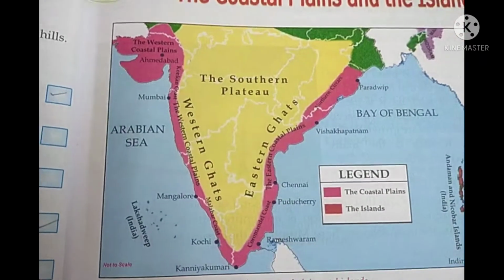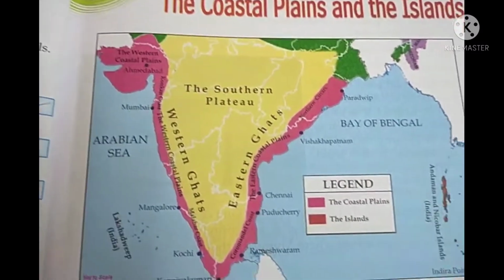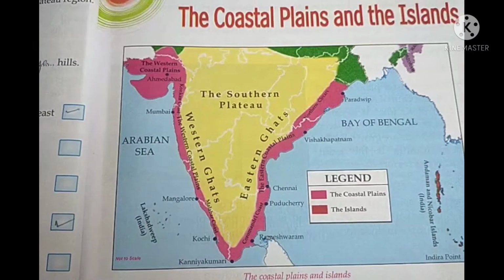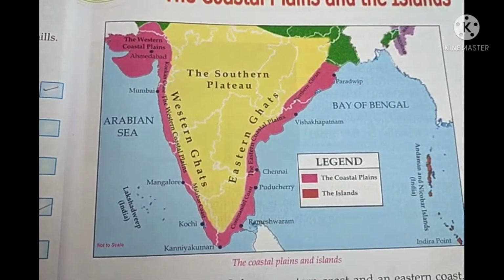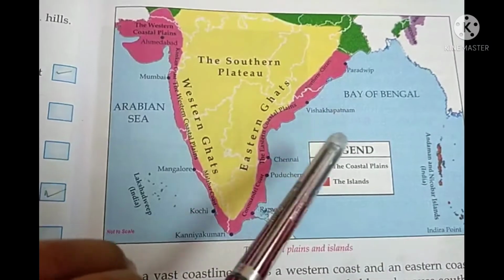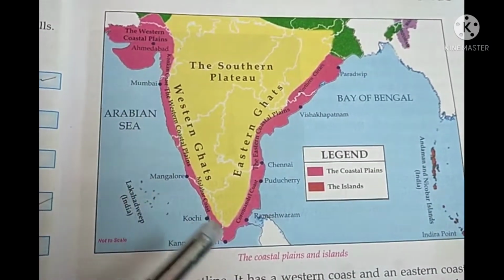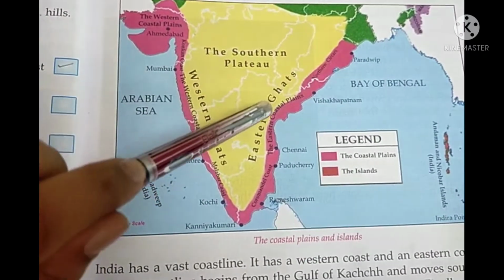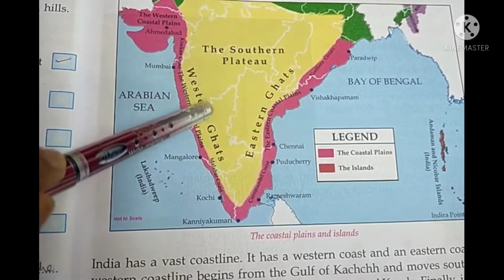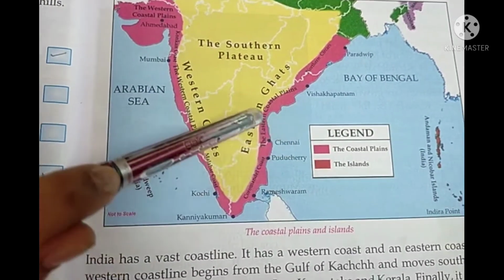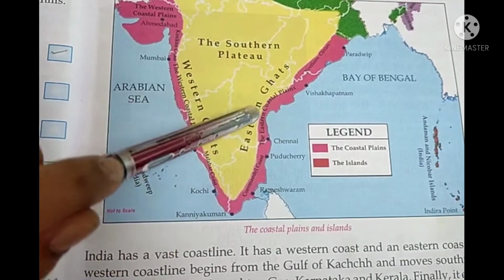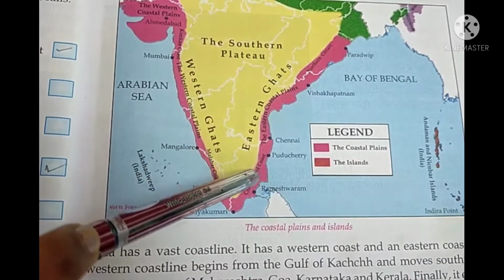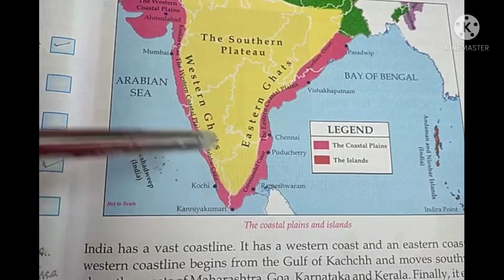So when you see this picture, you can see the Arabian Sea in the west of India, and you can see the Bay of Bengal in the east of India. Now this is Eastern Ghat and this is Western Ghat. The place between the sea and the Ghat is your coastal plain. This pink part that you can see is your coastal plain.